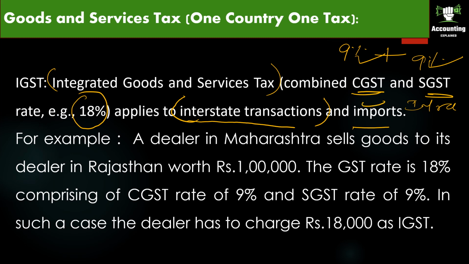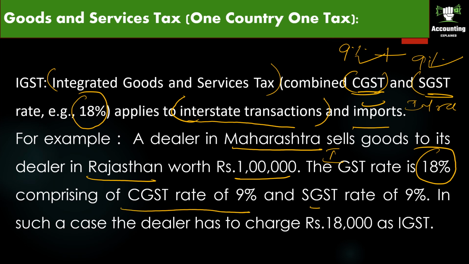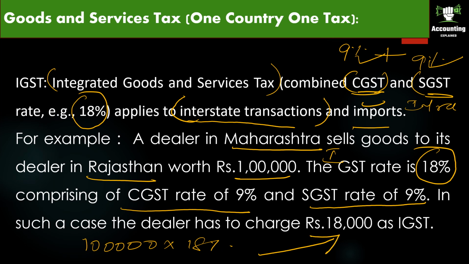I will explain this with an example. A dealer in Maharashtra sells goods to a dealer in Rajasthan worth 1 lakh. Let us see how much will be charged. Since it is interstate, it comprises both CGST and SGST, so the IGST rate will be 18%, comprising a CGST rate of 9% and an SGST rate of 9%. So 1 lakh into 18% is 18,000 rupees, which will be charged as IGST.